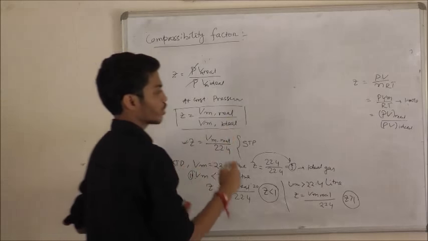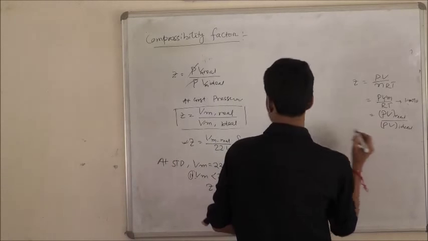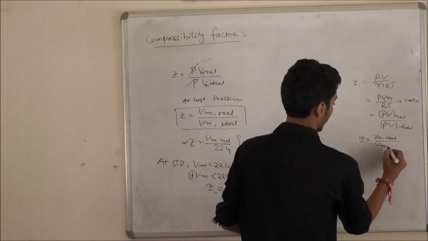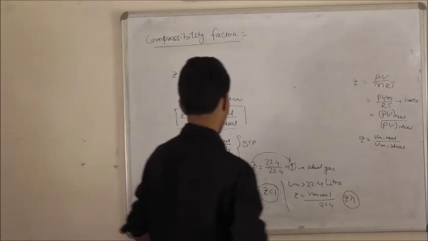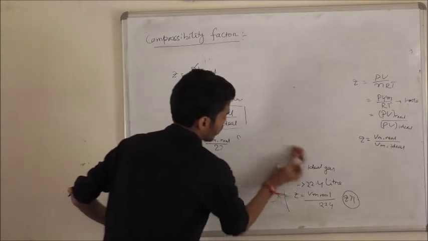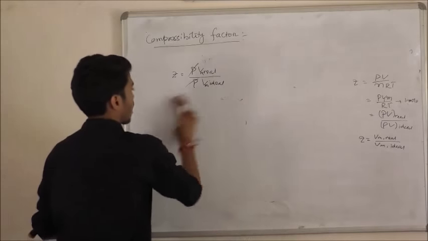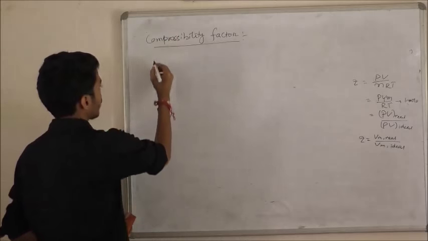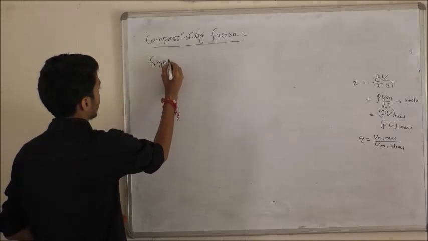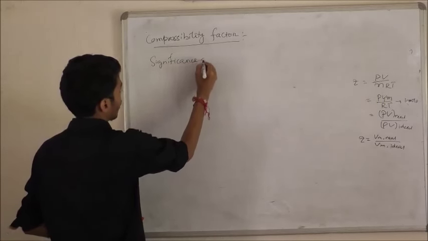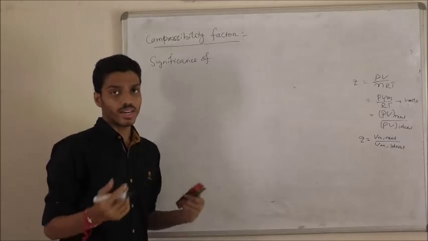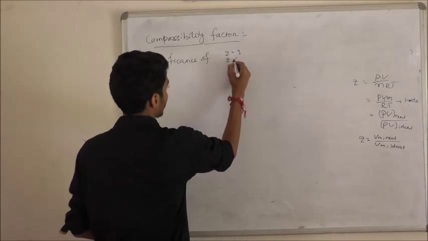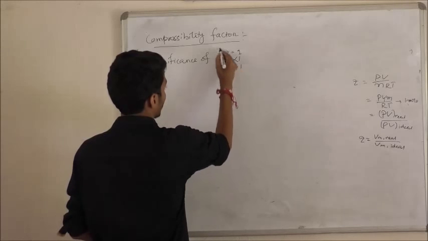But write this equation first over here. Z equals Vm real divided by Vm ideal. Okay. So now let's understand the significance of Z equals 1, Z less than 1, and Z greater than 1.